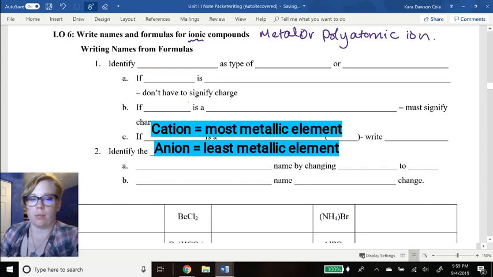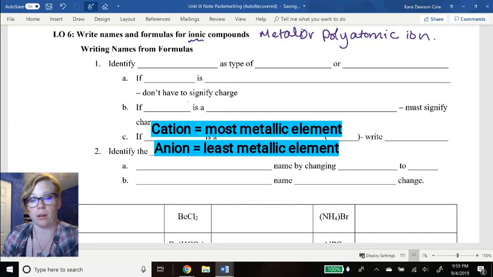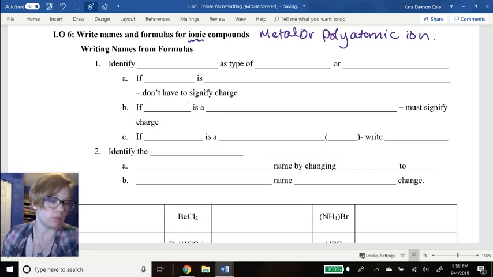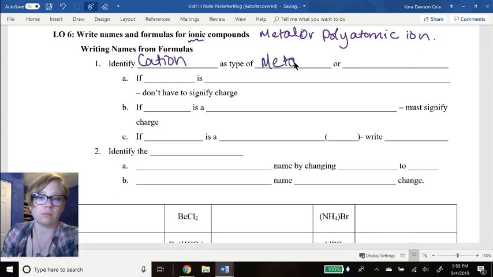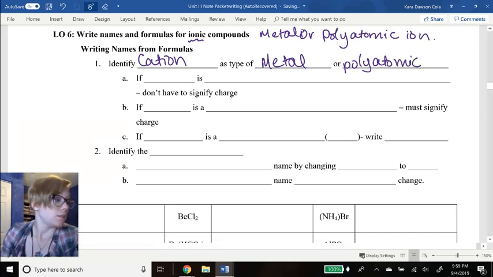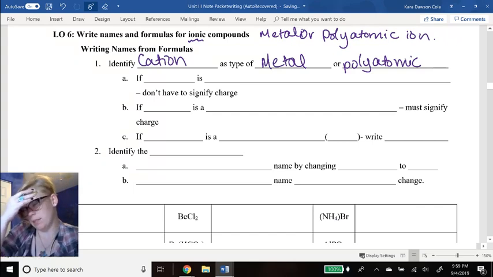Writing or naming ionic compounds, the cation always comes first. So the cation, or the positive ion, always comes first. The negative ion always comes last. So the first thing that you need to do when you're writing names from formulas is to identify the cation. It's either going to be a type of metal or it's going to be a polyatomic ion. The only polyatomic ion that you have that is positive is ammonium, which we'll talk about a little bit later.